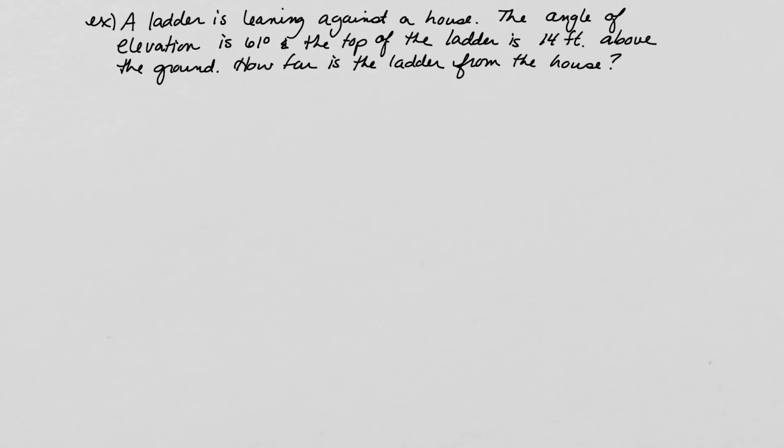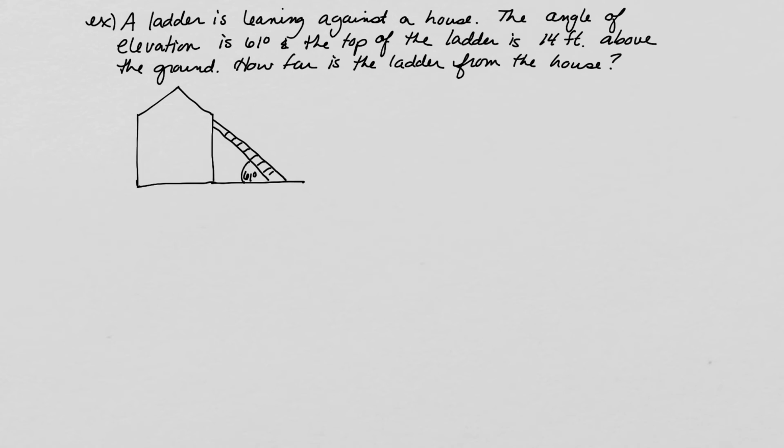So this one says, a ladder is leaning against a house. The angle of elevation is 61 degrees, and the top of the ladder is 14 feet above the ground. How far is the ladder from the house? So again, I'm going to draw a picture. Here's my house. I have a ladder, and the ladder is leaning up against the house. So here's my ladder.